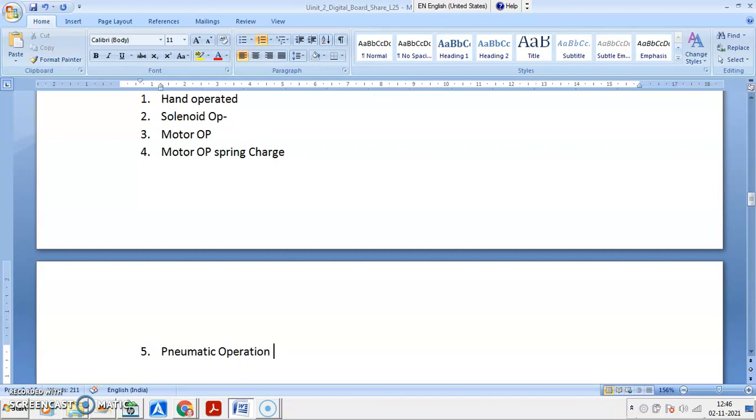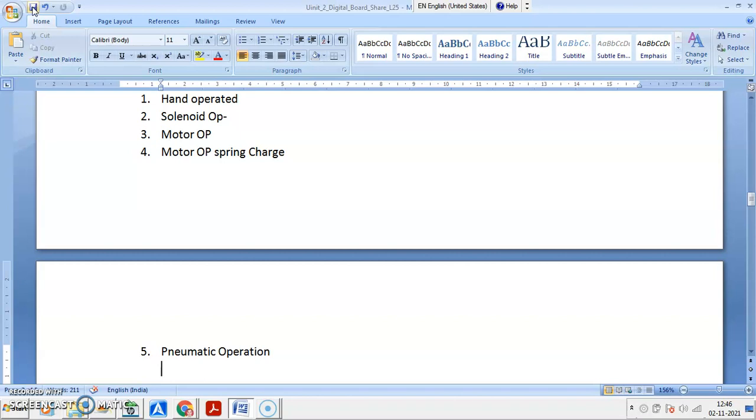In this type of mechanism, there is high energy consumption, potential compressed air you may have, compressed liquid you may have. So high pressure air, high pressure liquid can be used. Hydraulic means liquid, and pneumatic means you are having compressed air. So hydraulic and pneumatic operation can be used for quick circuit breaker operation. It will increase the reliability by reducing the time of operation of the circuit breaker.